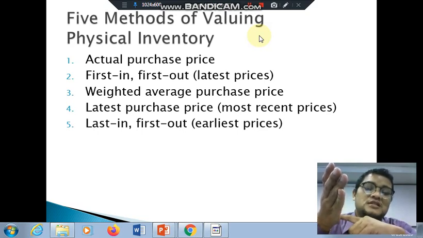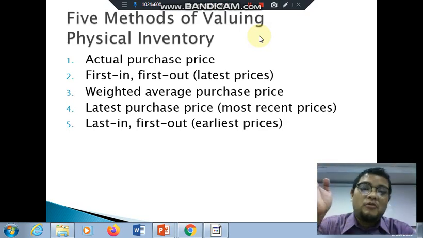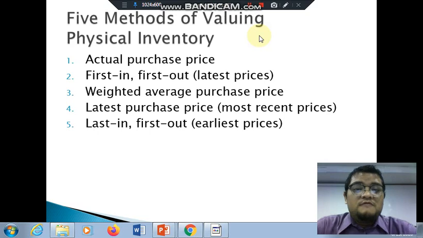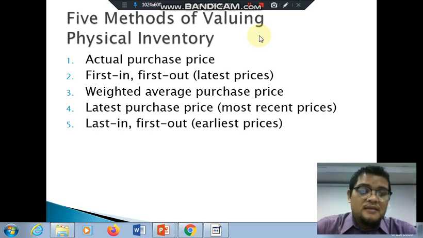So you will just need to add up all the purchase prices to know the value of your inventory. So that is the actual purchase price method. Guys, actually number 1 is not in the exam. Let us go into the first in, first out method calculation for valuing physical inventory.